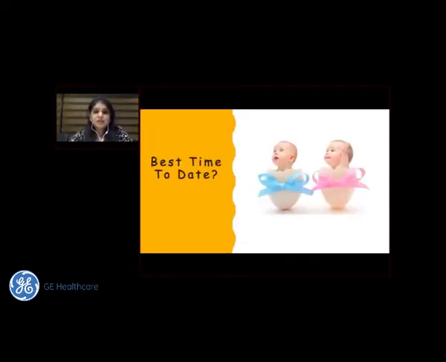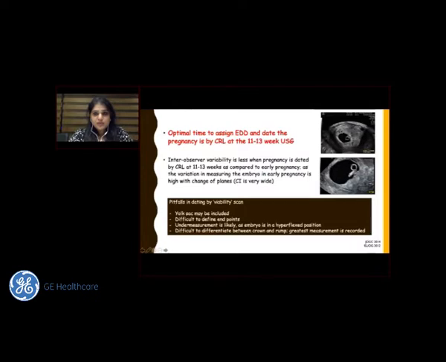So coming to the same debate as to why 6 to 8 weeks is not a good time to date a pregnancy. If you just see these two images, they are of the same pregnancy, the same lady at the same gestation. But if I just change the angle of my scan by 90 degrees, I would over measure the embryo. And if I don't, I would under measure the embryo.